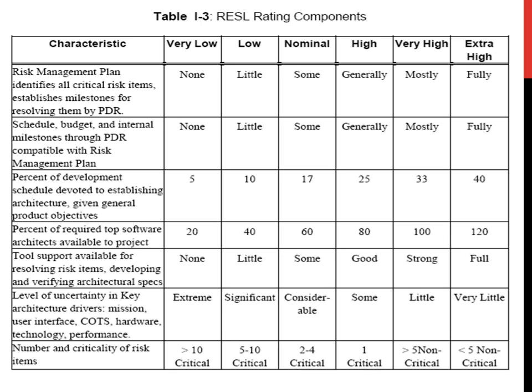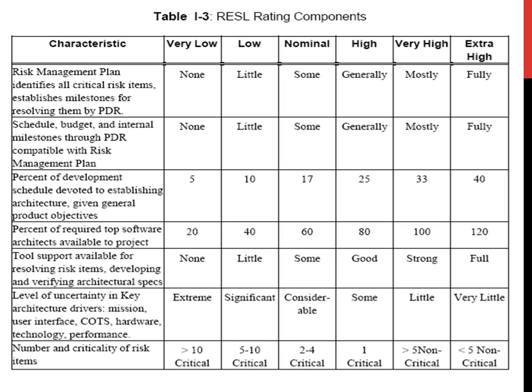So if it is greater than 10, then it is given as very low in criticality of risk items, and if it is 5 to 10, then the criticality is low, and if it is 2 to 4, then the criticality is nominal, and 1, then the criticality is high, and if it is greater than 5 non-critical things, then very high, and if it is less than 5 non-critical things, then it is extra high. So criticality is defined using the number of things: greater than 10, 5 to 10, 2 to 4, and level of uncertainty in key architecture drivers.